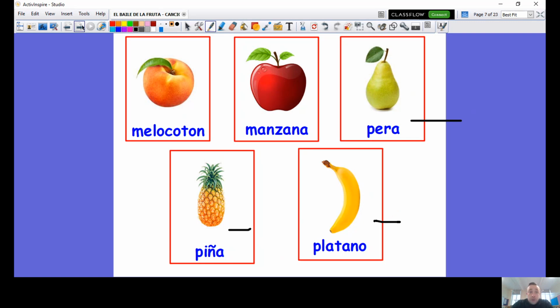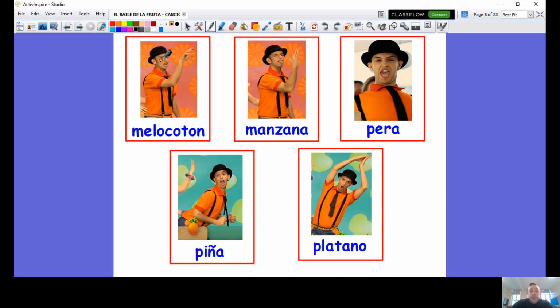Let's have a look at Nacho, who's the singer of our song. Here he is in the first one, which is our melocotón. Look what he does with his hand. We'll do it one more time. He takes the melocotón, brings it down, and he says, melocotón. One more time, melocotón. As you can see, with manzana, look at his hand. He's already got the manzana in his hand, and he says, manzana. One more time, manzana. And if you look at our pear, he's sticking out his tummy. He's going, pera. One more time, pera.